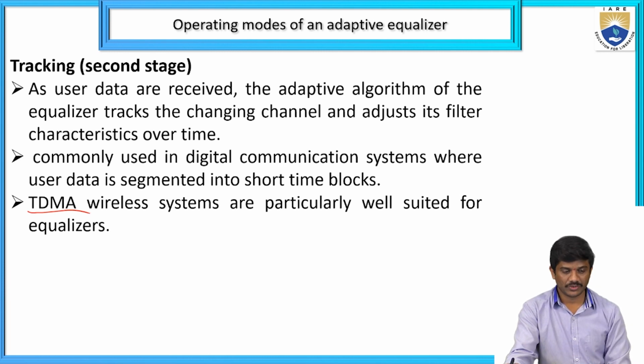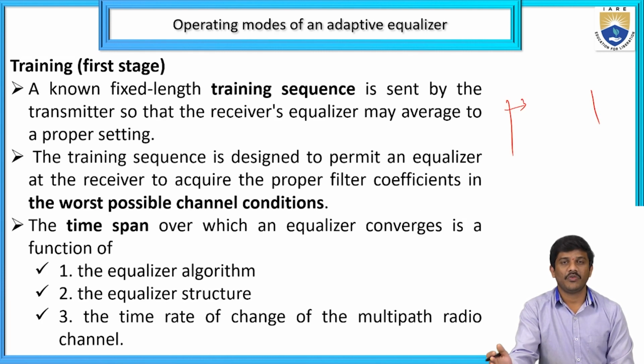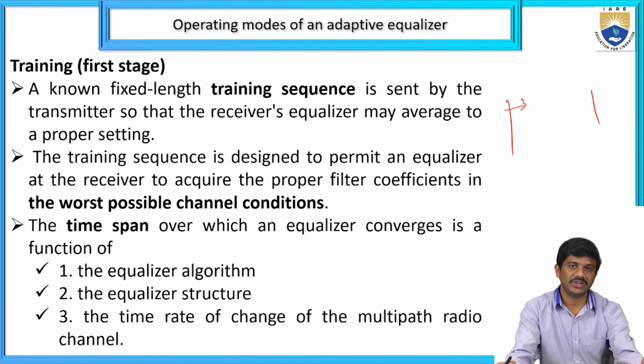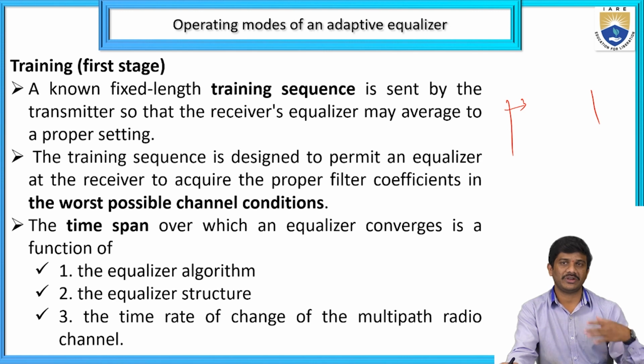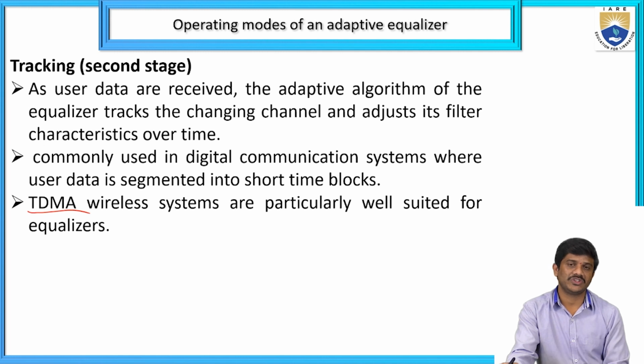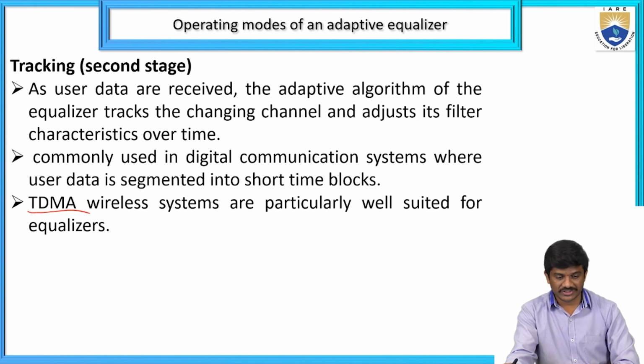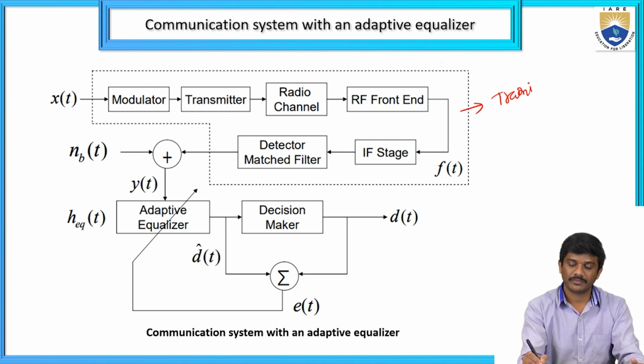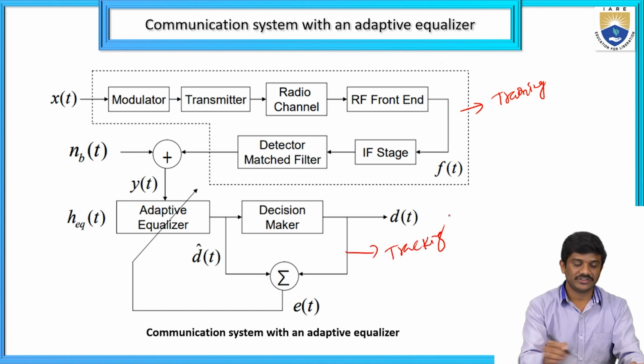Here we mainly have two types of stages. One is the training stage and the second one is the tracking stage. In the training stage, a fixed-length training sequence goes from the transmitter to the receiver. At the end of the tracking session, we get the original message signal. In between, we use some adaptive algorithm. We can see the diagram, then you can understand easily. Here we have the training and also the tracking. This is the training. This one is the tracking. You can see here this is the message signal.